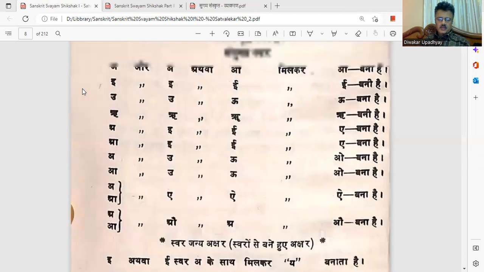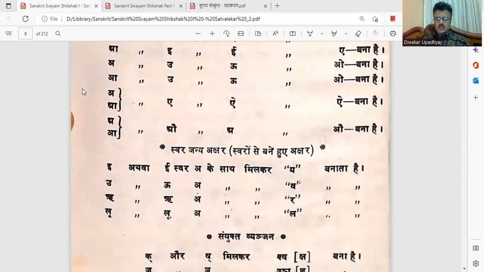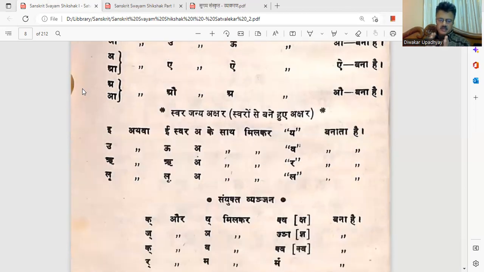So what are the letters that are made with the sounds? If you combine I or Ee with A, you have Ya. If you combine U or Oo with A, you have Va. If you combine Ri or Rree with A, you have Ra. If you combine Lri with A, you have La.